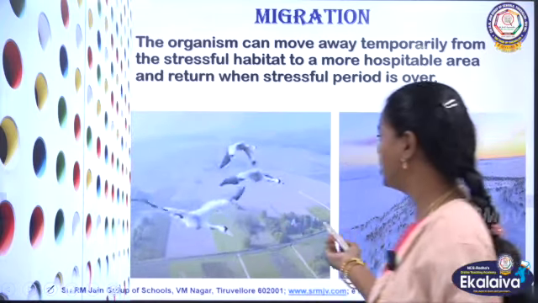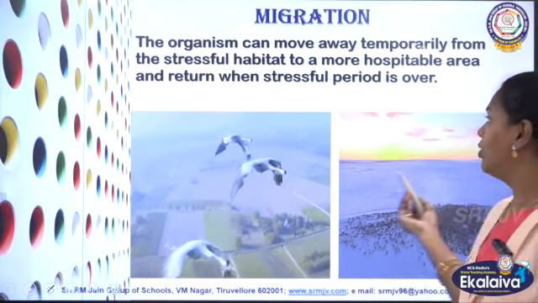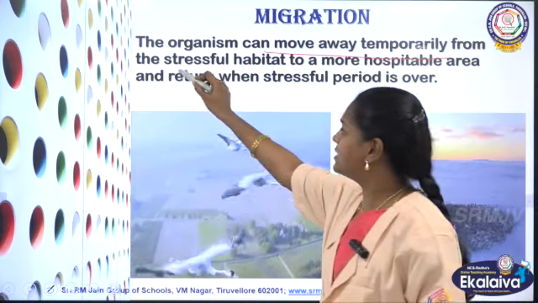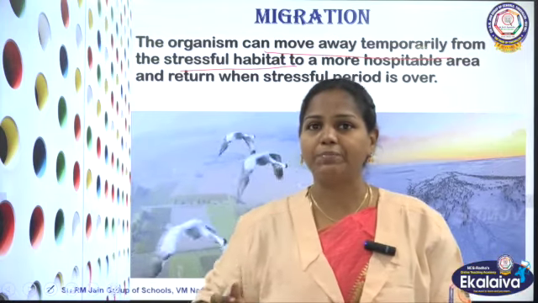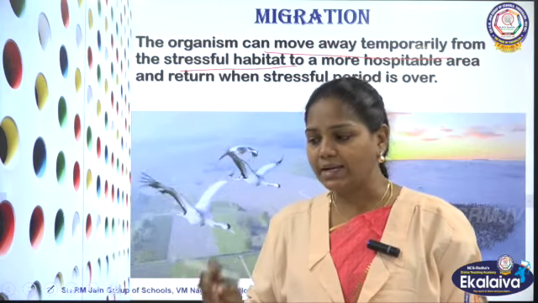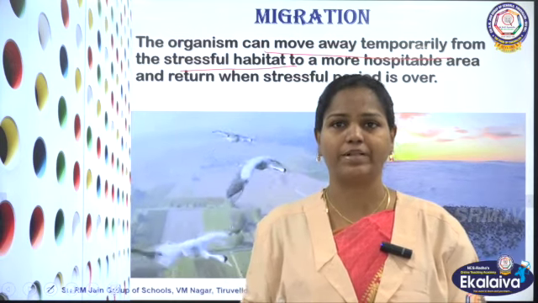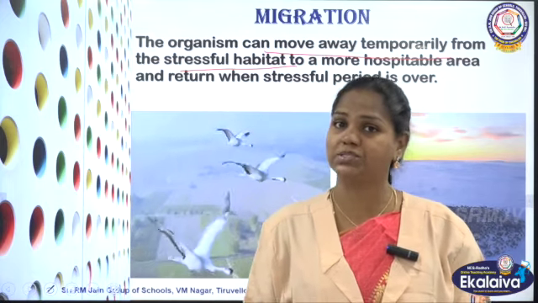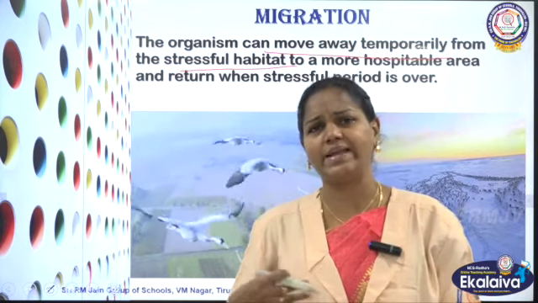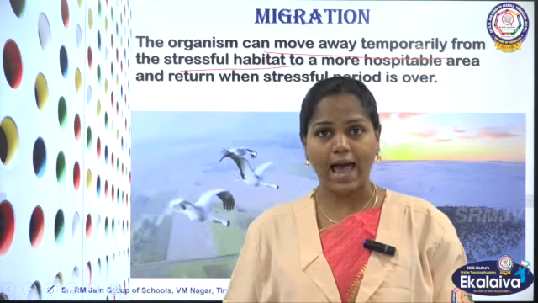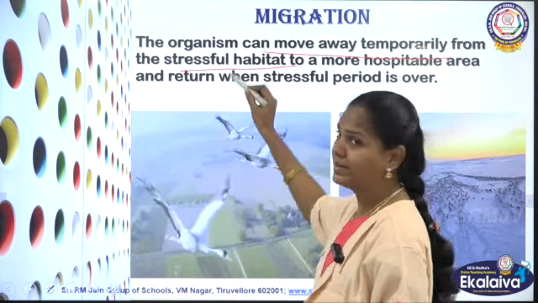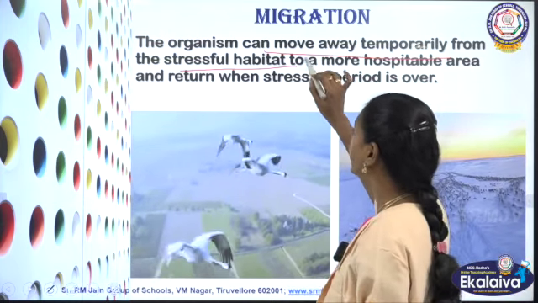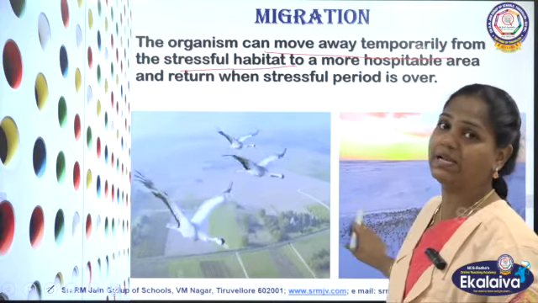So, what is migration? The organisms can move away temporarily from their stressful habitat. The habitat is the living place of the organism, and in that habitat something is not favorable for them. Maybe it is temperature, high or low, or water scarcity; any parameter can affect that habitat. In that stressful habitat they cannot survive if they remain in the same place. So what will they do? They will move away from that particular area.